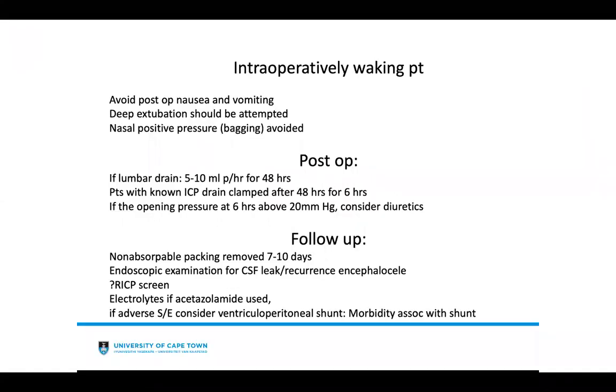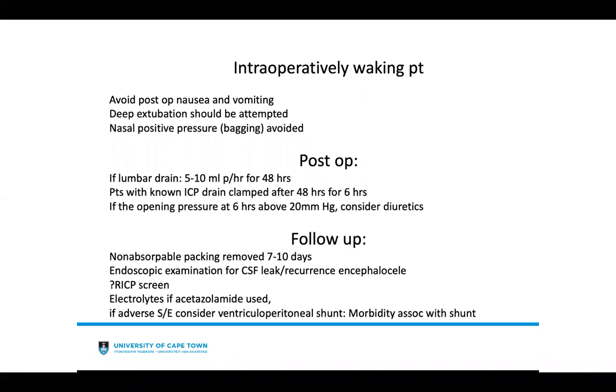When you're trying to wake the patient, it's important that you shouldn't do positive pressure bagging. That should be avoided. Post-operatively, we don't do lumbar drains, but if you did have a lumbar drain, you would keep it in for around 48 hours, at which point it's clamped for 6 hours. And if the opening pressure is very high, then you might need to consider diuretics.